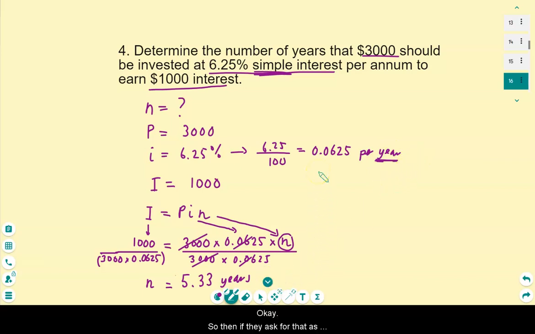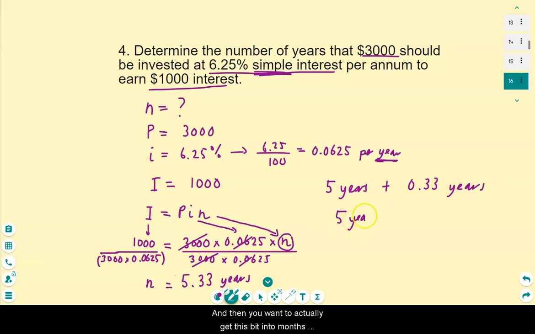Okay. So then if they ask for that as the number of years and months, which they might do sometimes, we can put that as 5 years plus 0.33 years. So split it up. And then you want to actually get this bit into months because you don't like to say it's 0.33 of a year.